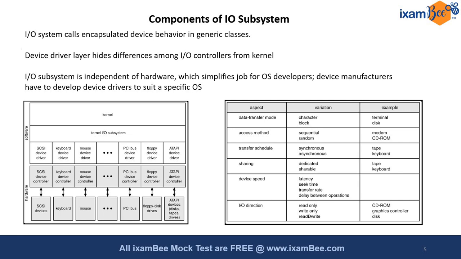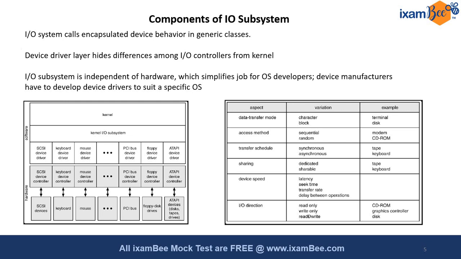Now you can see two diagrams here. The first diagram states the kernel subsystem. You can see you have the kernel IO subsystem, then you have the kernel, and on top of that you can see there are different device drivers. For example, for the mouse we have a mouse device driver, and then there is a device controller, and then you are able to interact with the mouse.